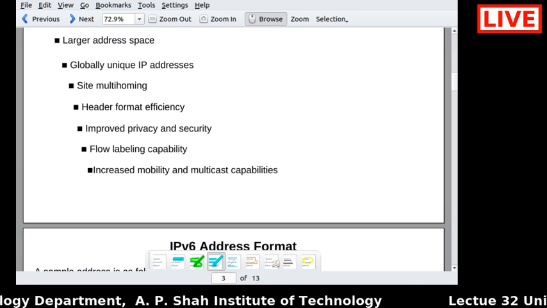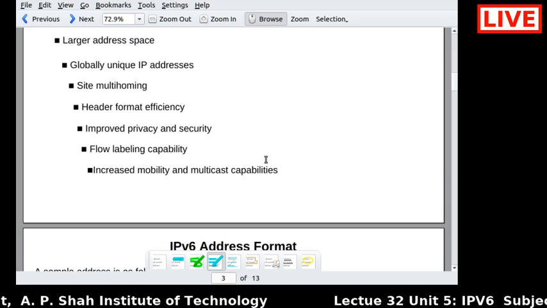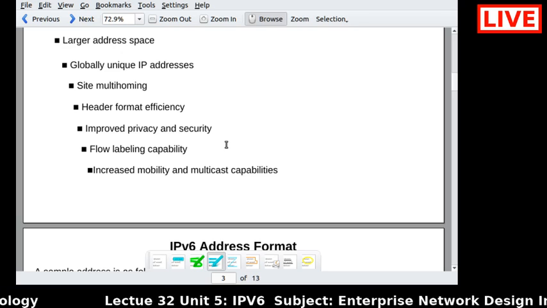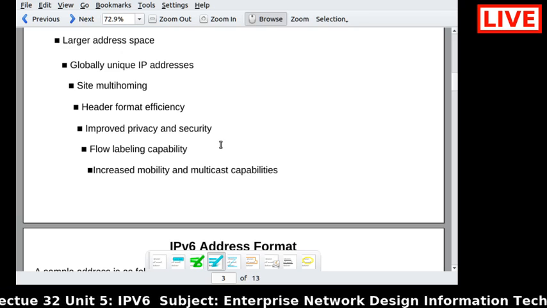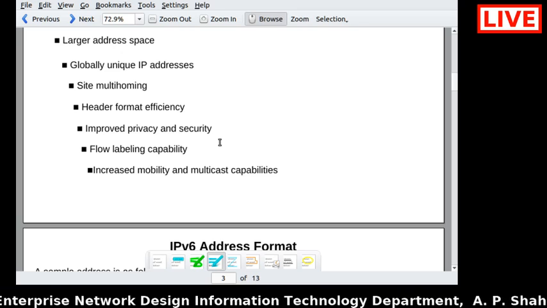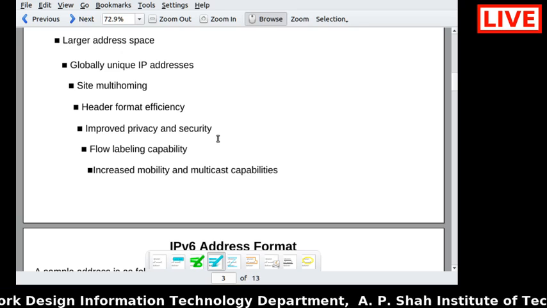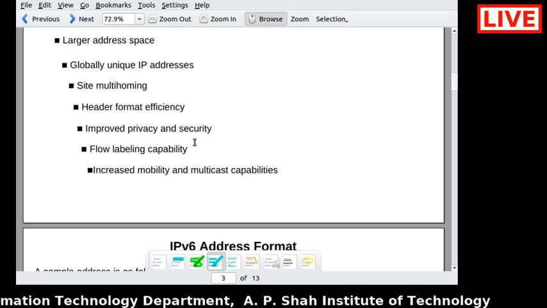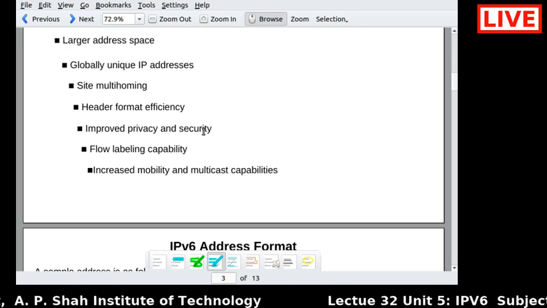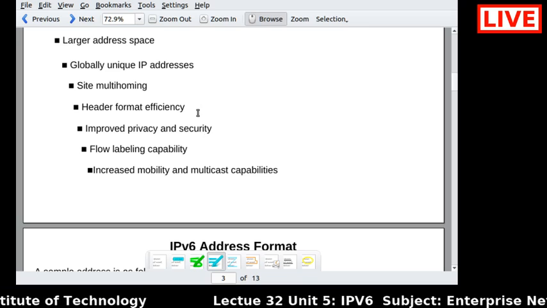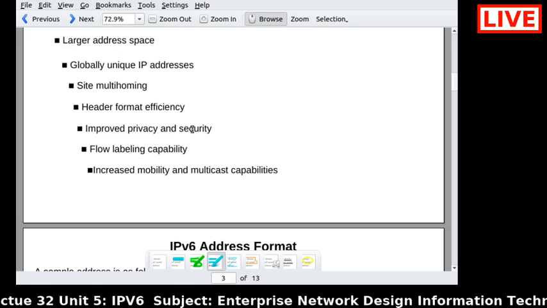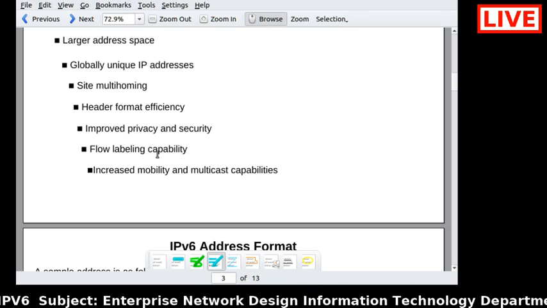Then flow labeling capabilities. It is a new capability which enables the labeling of packets belonging to particular traffic flows for which the sender requests special handling. For example, quality of service or real-time services: IPv6 has capabilities that enable labeling of those packets, which are carried from the sender to the receiver. So IPv6 has that flow labeling capability, right?